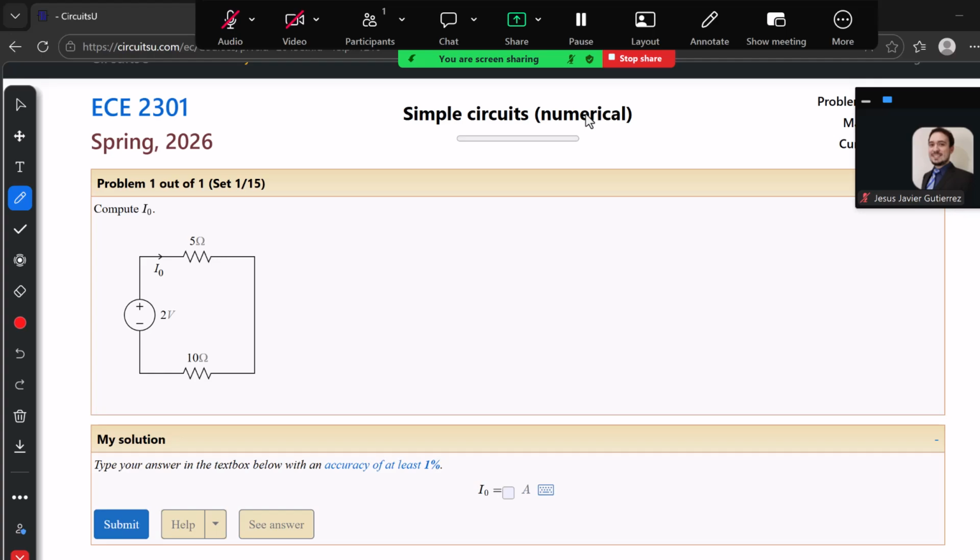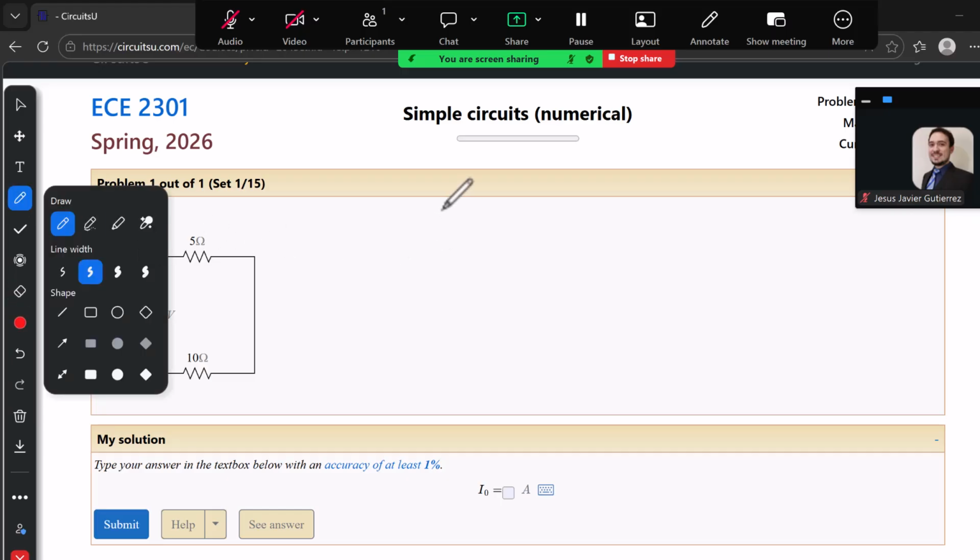Hello, and welcome to this video in which I will show you how to solve simple KVL problems using CircuitsU. So here we have a simple circuit in which these two elements, the 5 ohms and the 10 ohms, are connected in series because each one of them shares a terminal, and also the 2 volts source's terminals are connected by only one terminal to the other elements. So we have here what we call a circuit in series. All of the elements are in series.